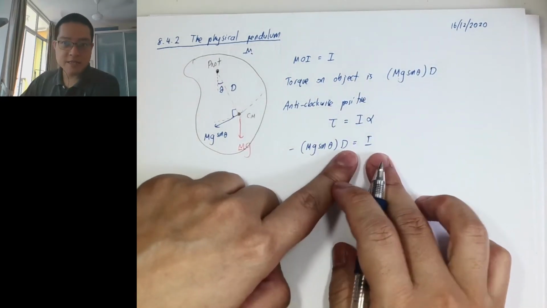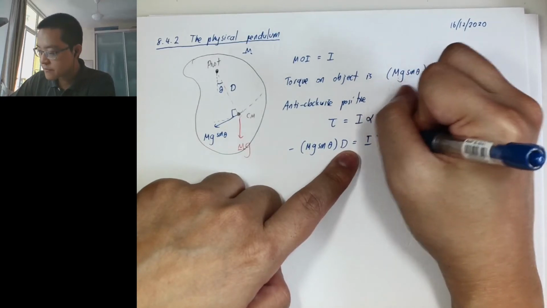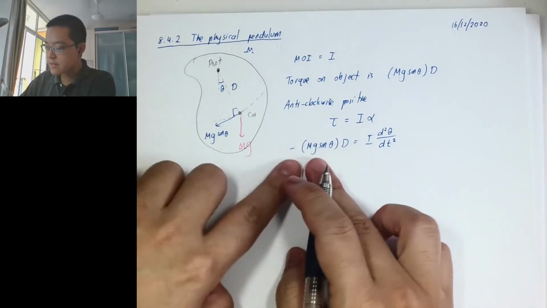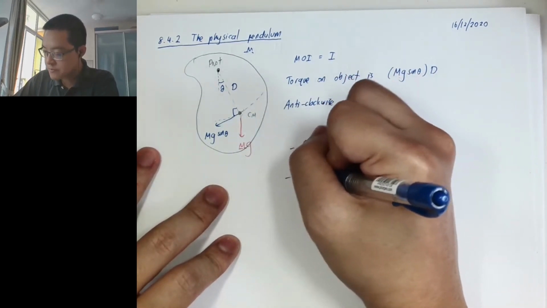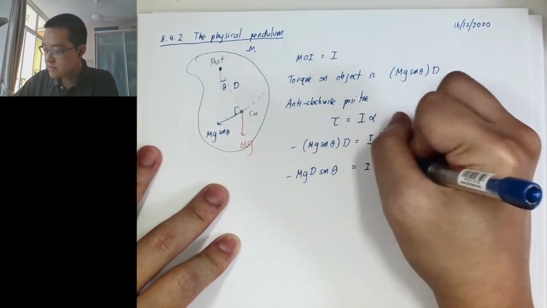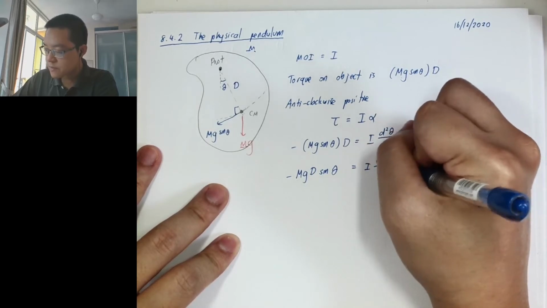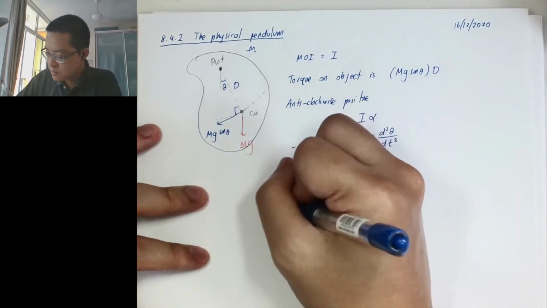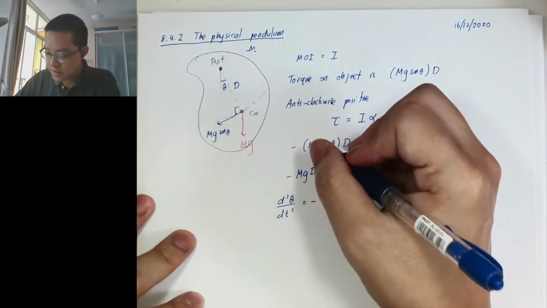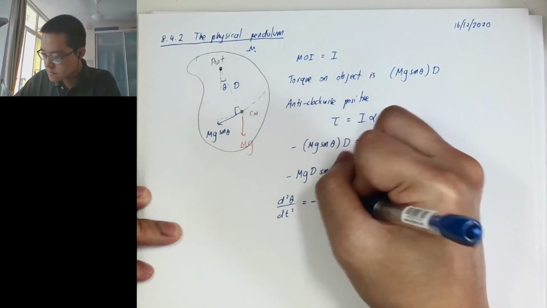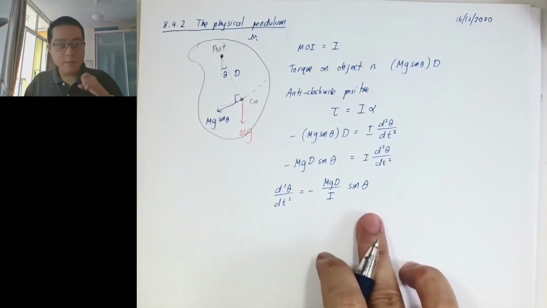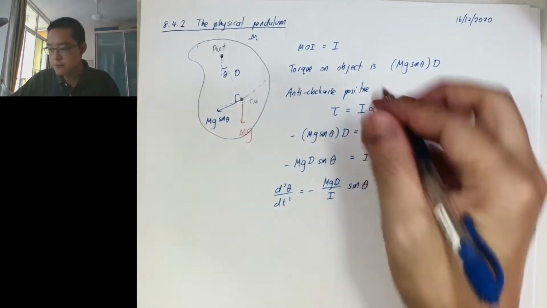Remember what alpha is here. Alpha is the second derivative of angular displacement. So we got this now, and then just rearrange this a little bit. I got m times g times the distance d times sin theta equals I d squared theta over dt squared. Rearrange one more time: d squared theta over dt squared is negative mgd over I times sin theta.